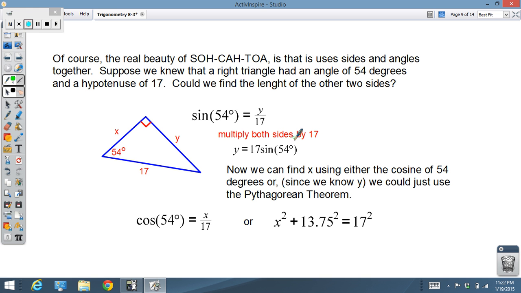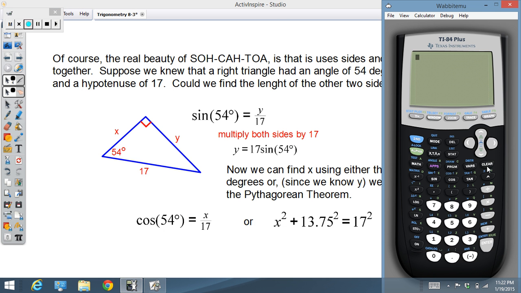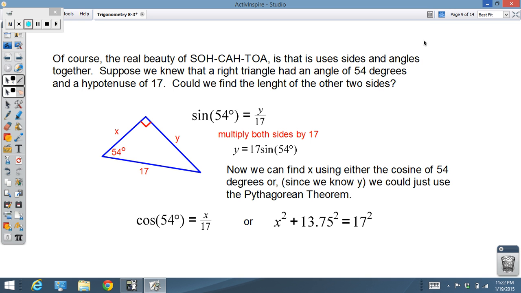Now to solve it, I'm going to multiply both sides by the 17. So I get y equals 17 times the sine of 54. All right, go back to my calculator, clear it off again. We can do 17 times sine of 54 and get an answer about 13.75. Good. So y is 13.75 by using the sine of 54 equals y over 17 and solving this out.